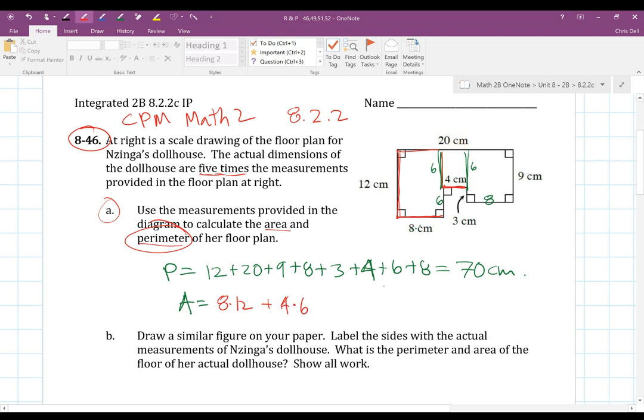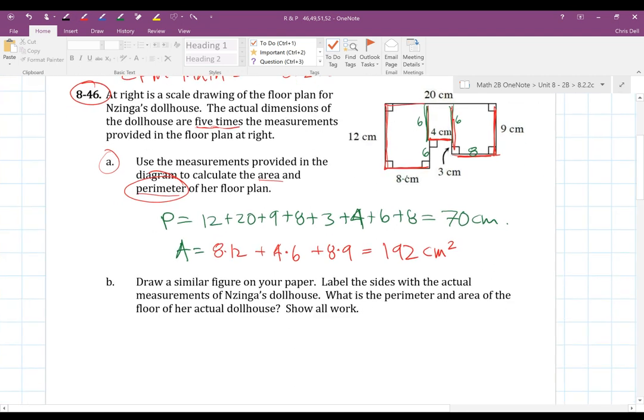So 4 times 6 is the area of that one. And then this one here, let's go this way, is an 8 by 9. So I'm going to add that to 8 times 9. When I do all the math there, I should end up with 192 centimeters squared. So there's my area and perimeter of my scale drawing.